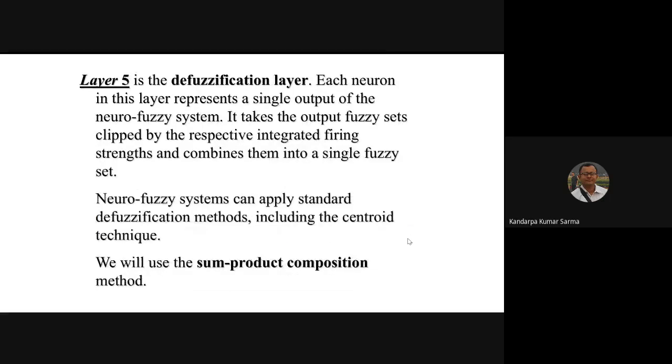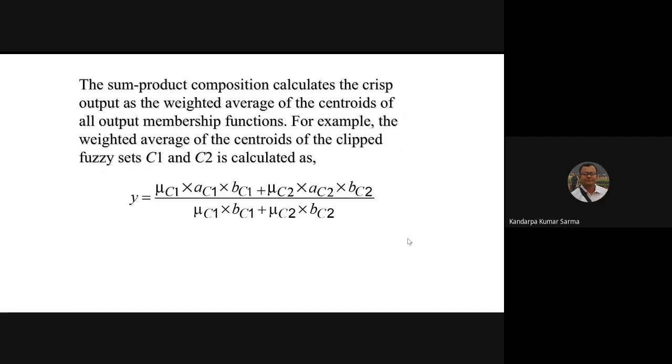Then layer five is a defuzzification layer. Each neuron in this layer represents a single output of the neural fuzzy system. It takes the output fuzzy sets clipped by the respective integrated firing strength and combines them into a single fuzzy set. Neural fuzzy systems can apply standard defuzzification methods like the centroid technique. So we have talked about the different defuzzification techniques in our last lecture. Here is one such method of how the defuzzification is done.